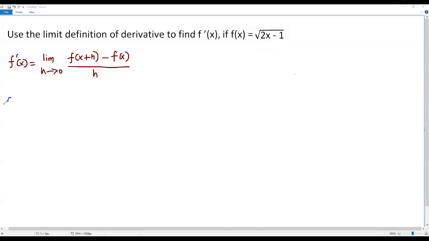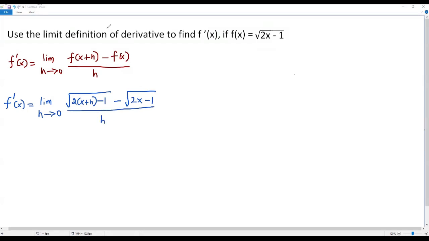Okay, let me continue. So f prime of x equals the limit as h tends to 0. We know that f of x equals the square root of 2x minus 1, and for f of x plus h, I replace this x by x plus h. Then I get the square root of 2 times x plus h minus 1, minus, for this f of x, the square root of 2x minus 1, all over h.